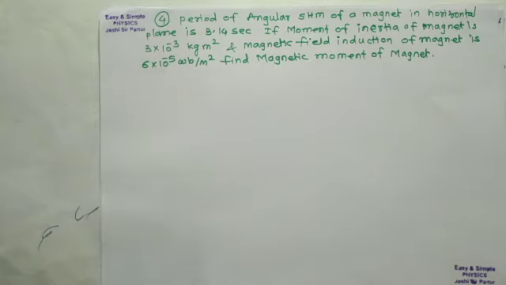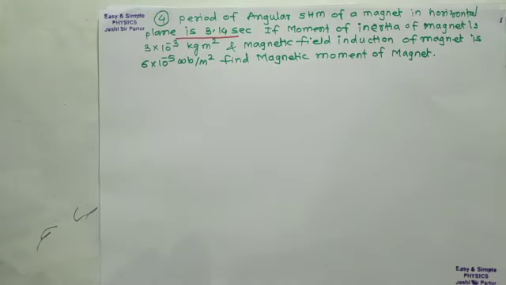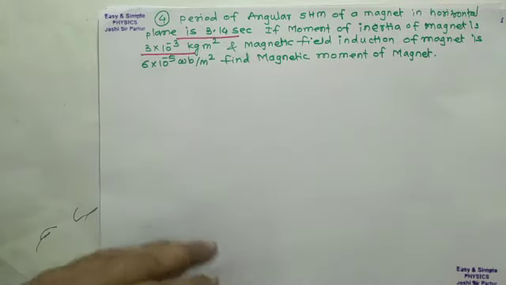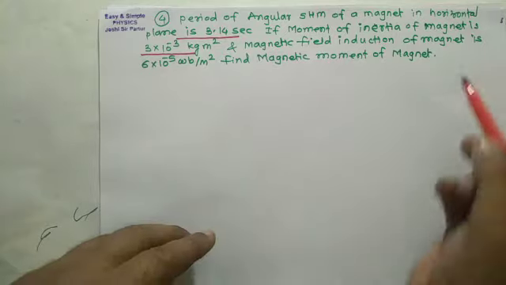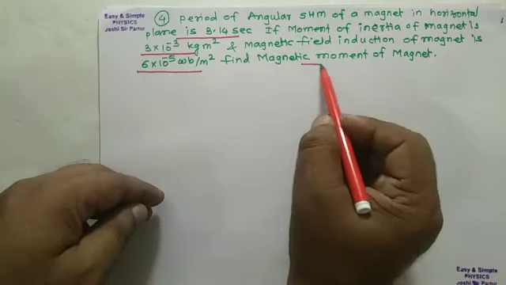that is, the period of angular SHM of a magnet in a horizontal plane is 3.14 second. Means here time period is given. If moment of inertia of magnet is 3 into 10 raised to minus 3 and magnetic field induction of magnet is 6 into 10 raised to minus 5 Weber per meter square, find magnetic moment.